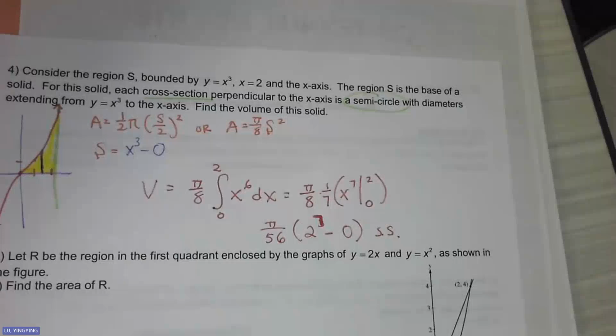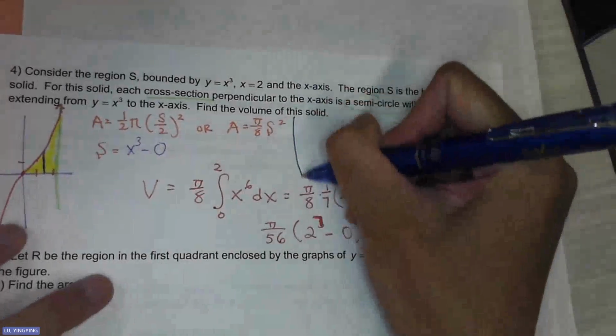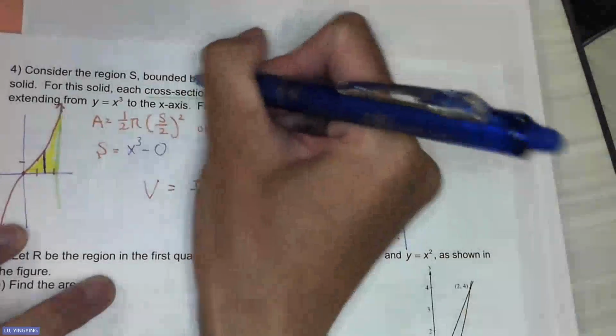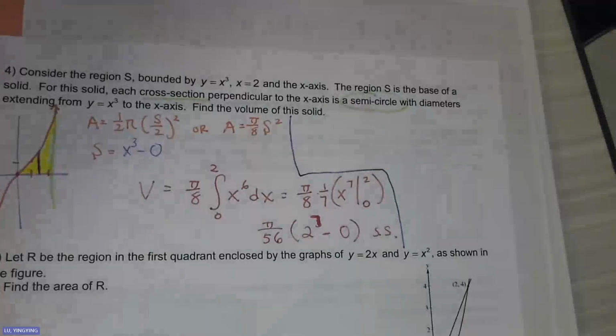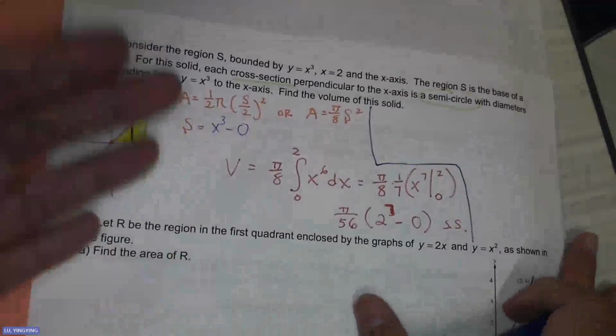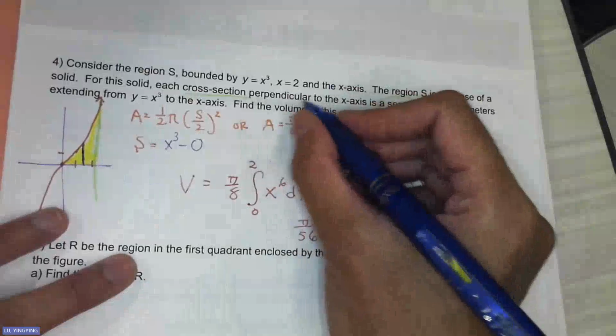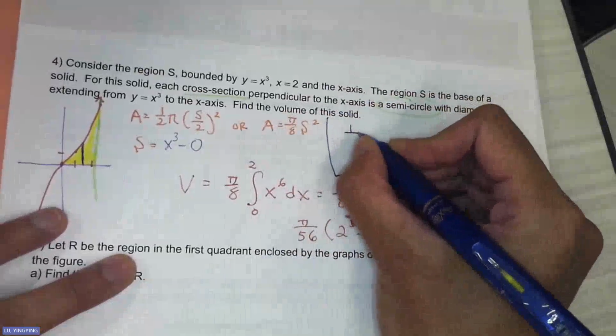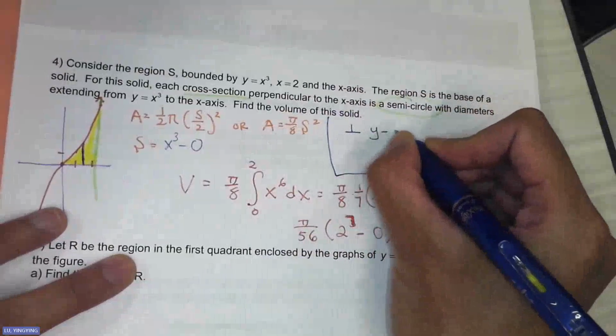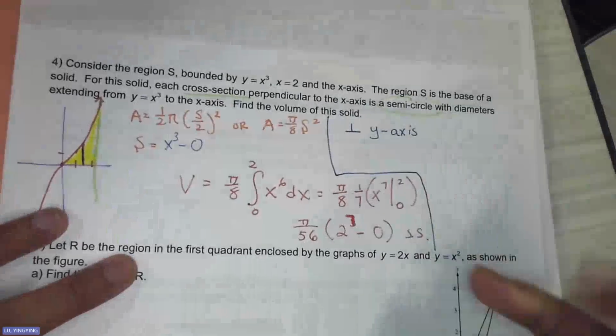That's pretty easy to do if it's perpendicular to the x. I want to make a mark. This is the part where people get confused. What if I change this question? It's still the same curve, still the same bound, still the same region, but the cross section, instead of perpendicular to x-axis, we want perpendicular to the y-axis as semicircle.